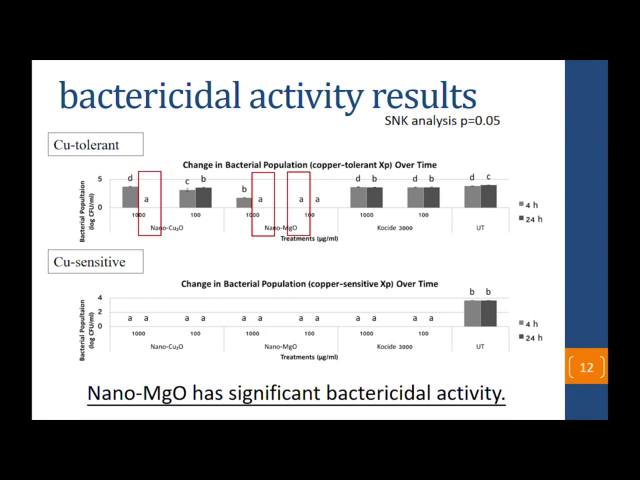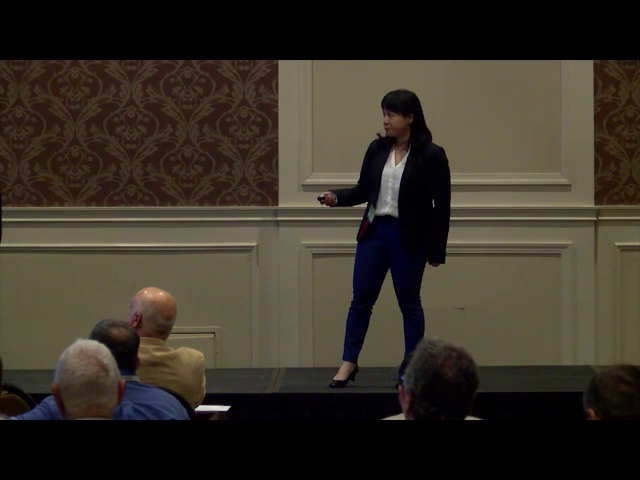And for the copper sensitive strain, as we predicted, all of them work pretty well. So the magnesium oxide nanoparticles still can kill the copper sensitive strain, and in the meantime kill the copper tolerant strain. So we find it pretty promising. So that's why we put it into the greenhouse study that we can see in the next slide.